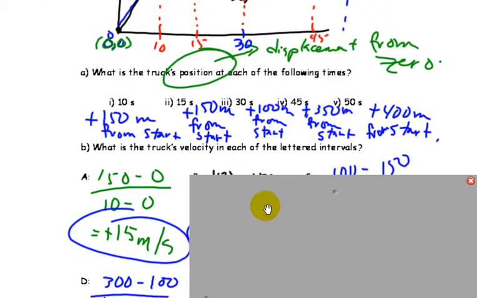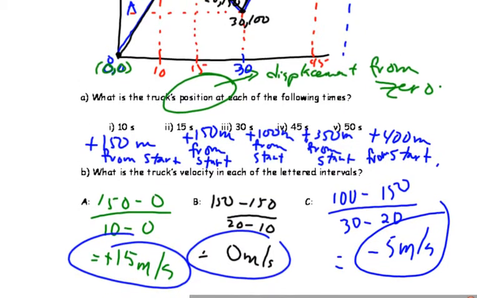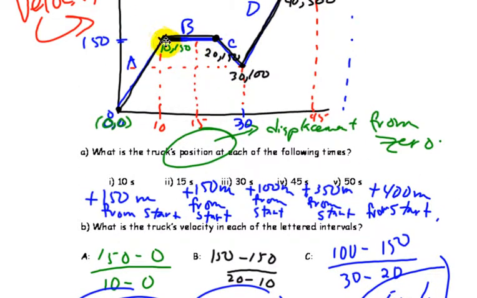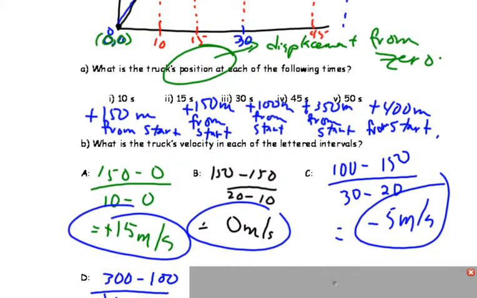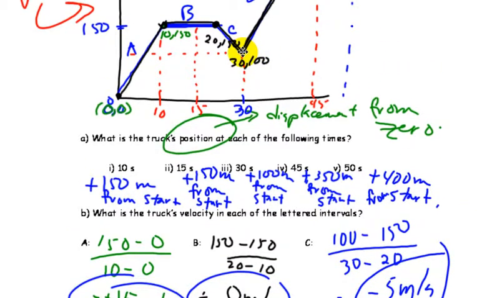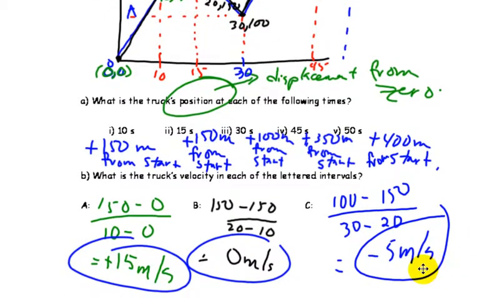Okay, if you had a chance to do that, you can see here, obviously the velocity during section B is 0 because the position isn't changing at all. 150 minus 150 over 20 minus 10, and yes, we get 0 on top, just simply going to give us 0. The next one, our second position is 100, first one is 150, so it's actually 100 minus 150. Don't be concerned about a small number, subtract a big number, that's fine. And then 30 minus 20 in the bottom, so we get negative 5 meters per second. So that just means the direction is different.